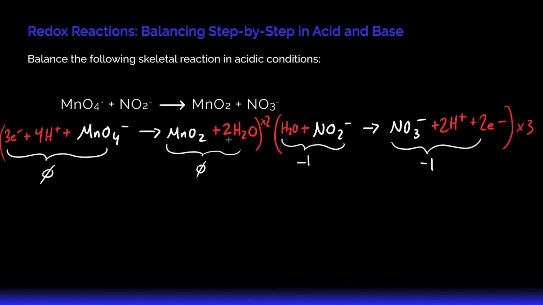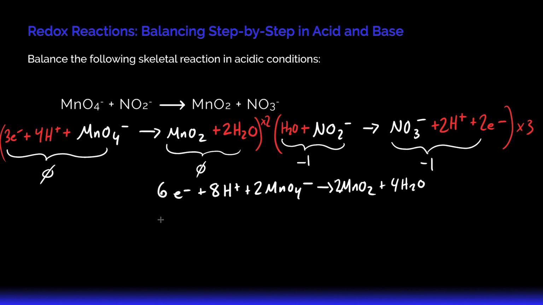Once I multiply them through with this coefficient of 2, I'm going to get 6 electrons plus 8 hydrogens plus 2 MnO4 minus. And that's going to go to this manganese oxide with a 2 in front of it, plus 4 H2O. Next, I'm going to go to this other half reaction. I'm going to put it right underneath, and I'm going to put a 3 H2O. And I'm just going to keep multiplying through by this 3, being very careful to not skip over anything.